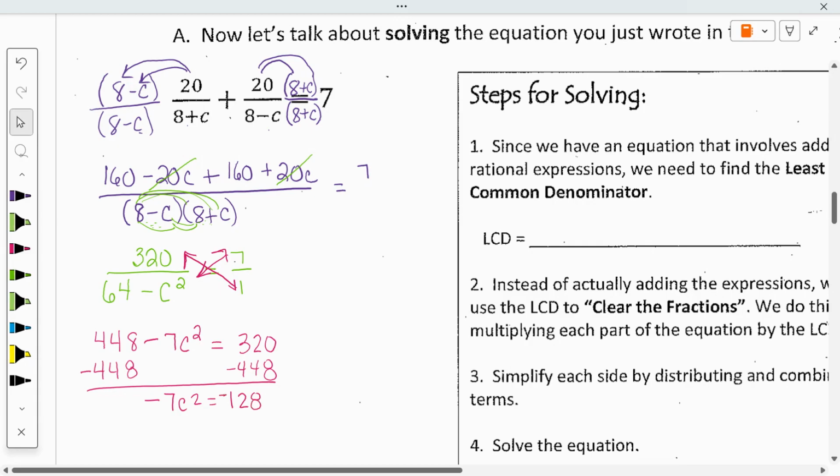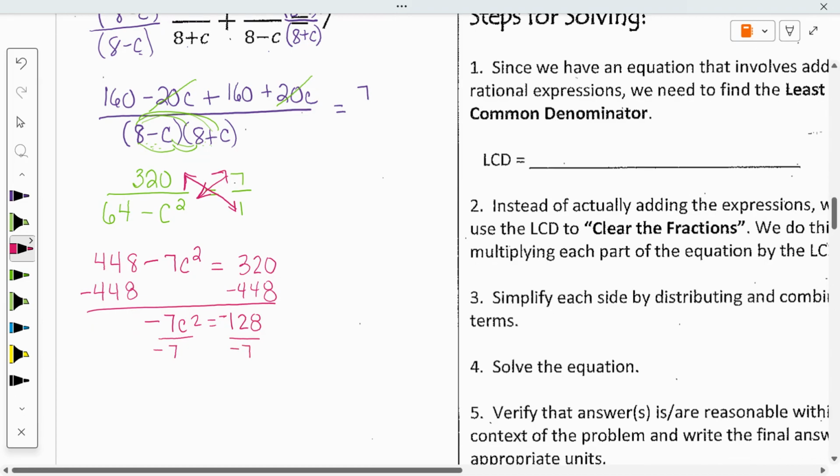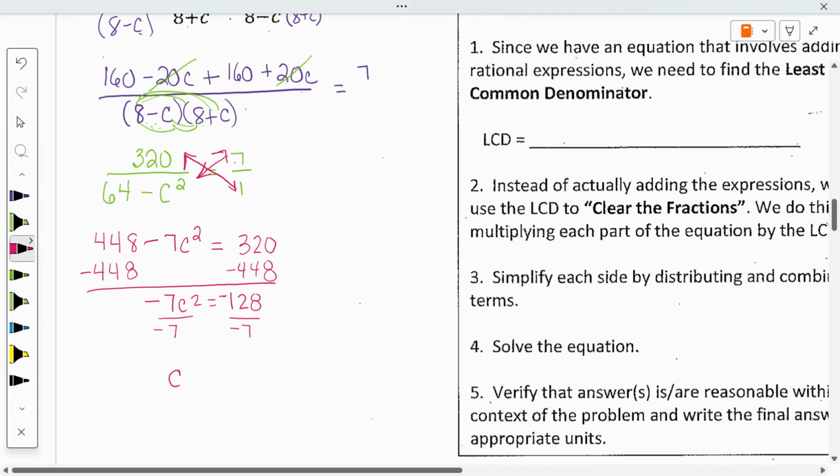Is that right? Okay. Trying to get c all by itself, what do I have to move away first? Divide both sides by negative 7. Does 128 divide by 7 nicely? No, it doesn't. But I do know that a negative divided by a negative is a positive. How do I get c all by itself? Because right now it's c squared. Whatever I do on one side, I have to do on the other. So c equals whatever the square root of 128 over 7 is.